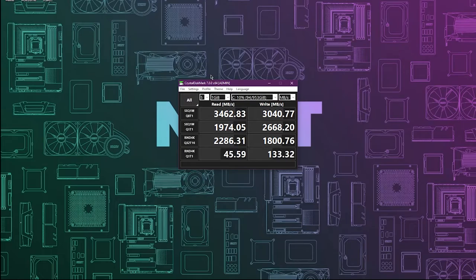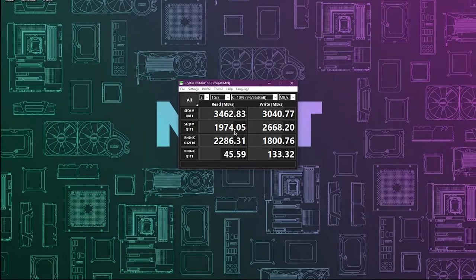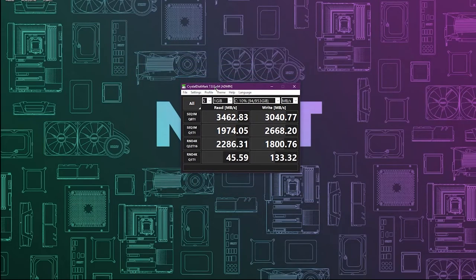All right, guys, these are my results, and they look pretty good. Look at these speeds, they're freaking insane. I'm not sure what random 4K means, but anyway guys, here are my benchmarks.